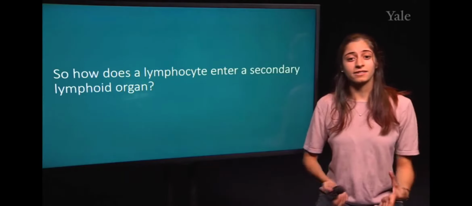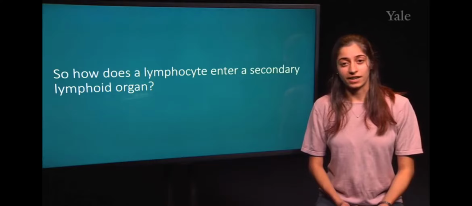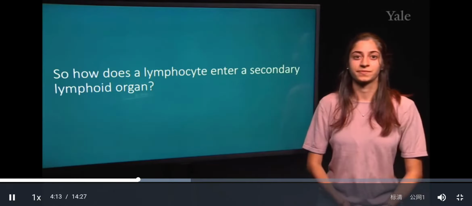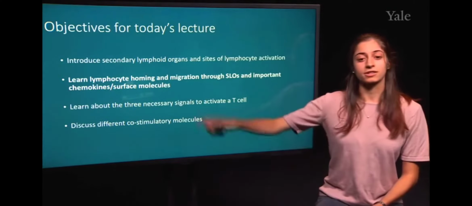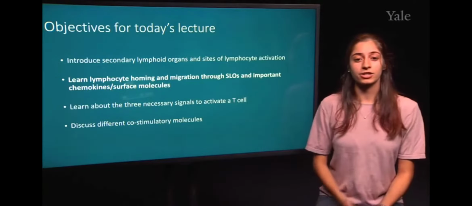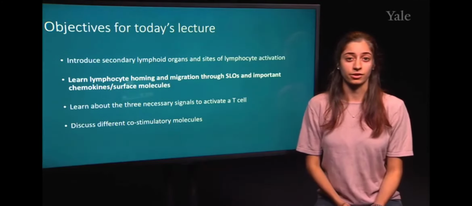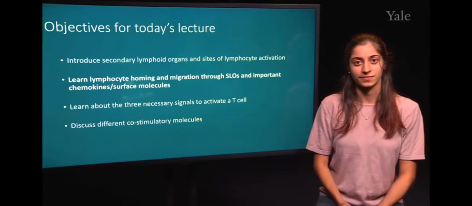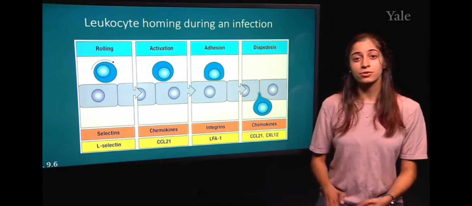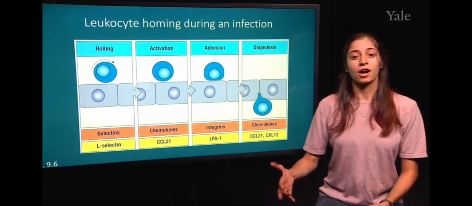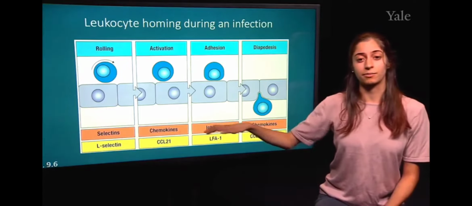So how does a lymphocyte even enter a secondary lymphoid organ once an infection is found in the body? This brings us to our second objective for today, which is to learn about lymphocyte homing and migration through SLOs, as well as the important chemokines and surface molecules involved in this process. So leukocyte homing, or lymphocyte migration to the infected tissue, occurs in a process that can be split into 4 separate stages.